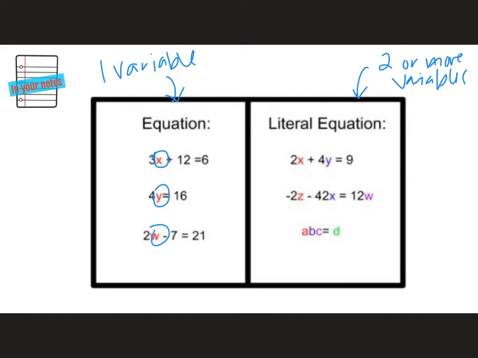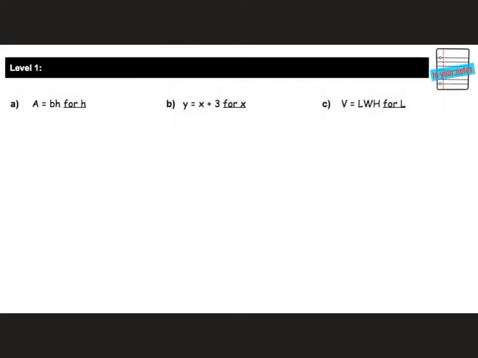So the difference when we're solving an equation, we've been very used to getting something like x equals 4, x equals 12. A literal equation is going to be different. Our solution is going to have multiple letters inside of it. So we won't just come out with an x equals something, we'll come out with x equals some other letters as well. So it's going to be more about rearranging an equation. So let's look at a few level 1 examples as we get familiar again with these literal equations.